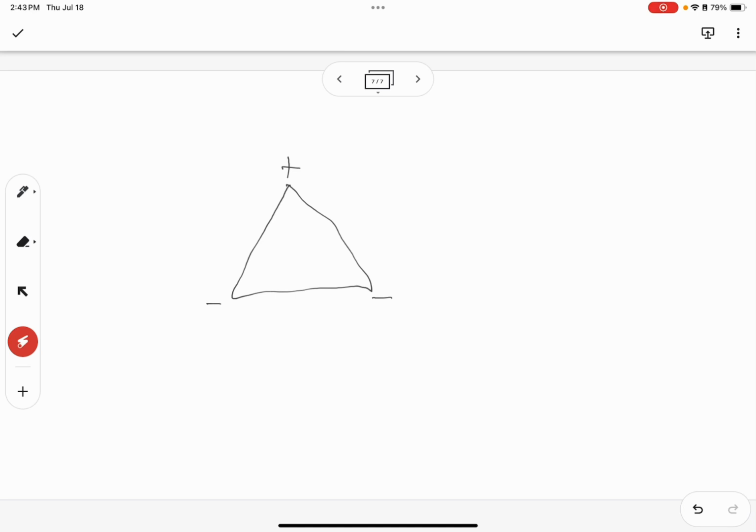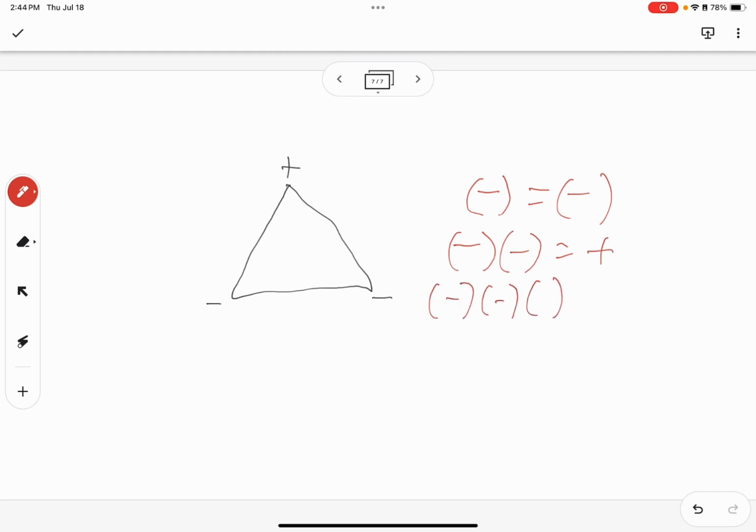The other way of doing it that Mr. Pacheco had shown is if we have one negative term, then our answer is going to be negative. If we have two negative terms, then our answer is going to be positive. If we have three negative terms, then our answer is going to be negative.